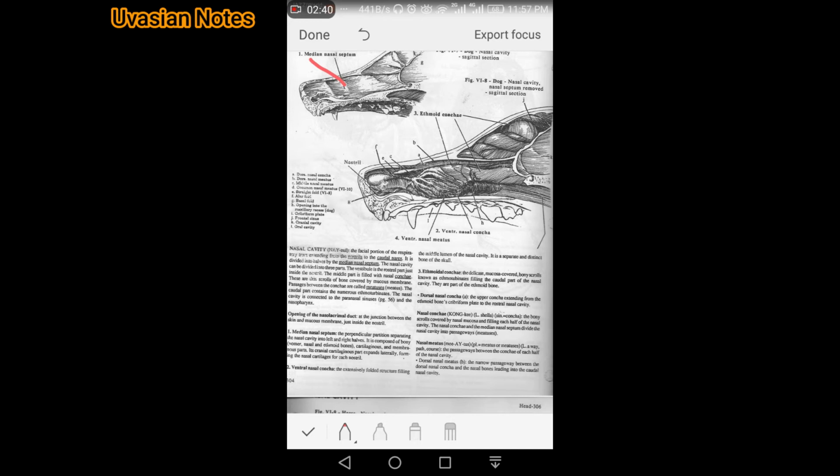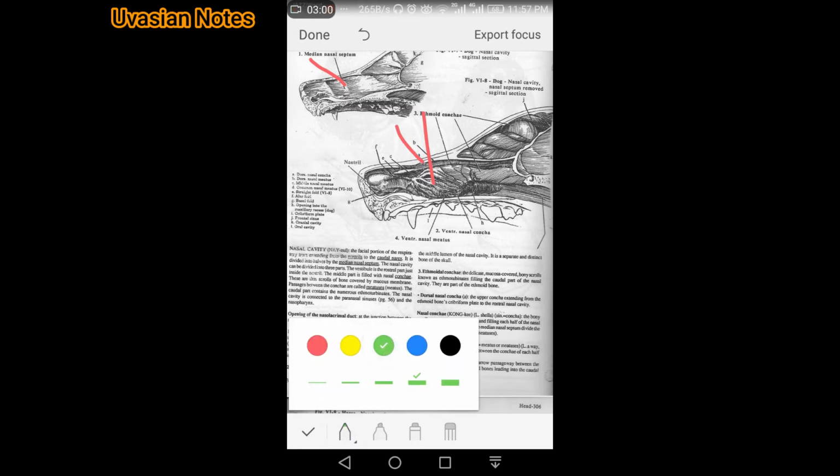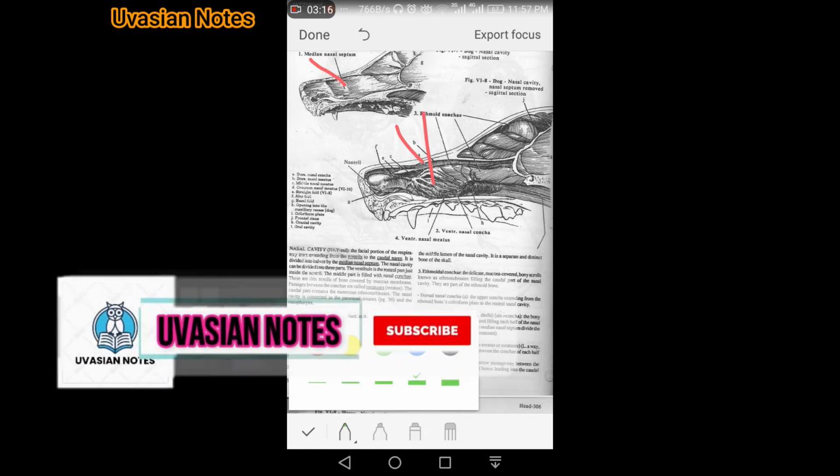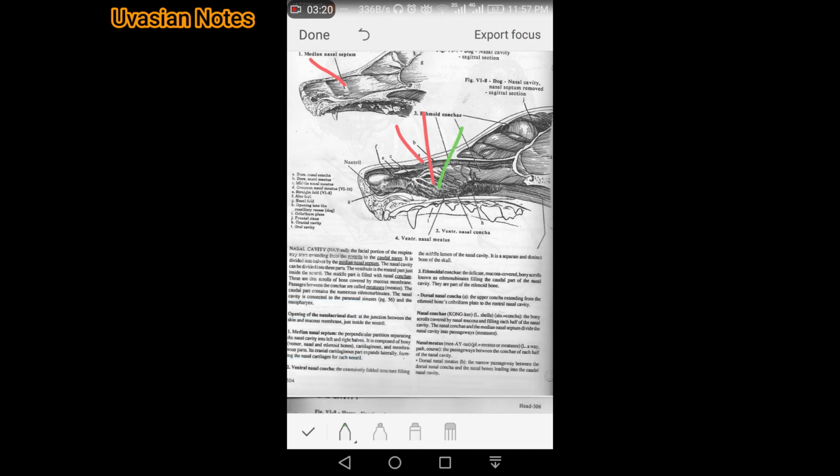The nasal cavity is filled with concha. Concha are the mucosa covered turbinate bones present in the nasal cavity. There are three concha: dorsal nasal concha, then ventral nasal concha, and then this ethmoidal concha. Ethmoidal concha is close to the ethmoidal bone, which is the caudal limit of the nasal cavity. So concha are basically the mucosa covered turbinate bones.